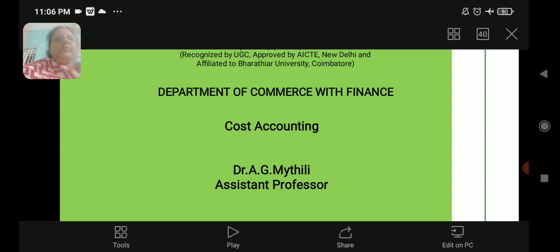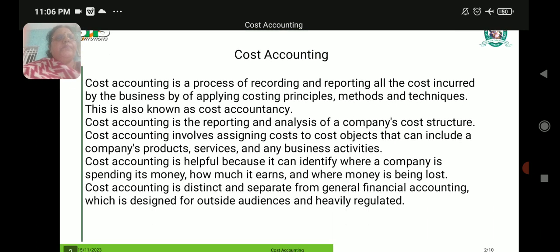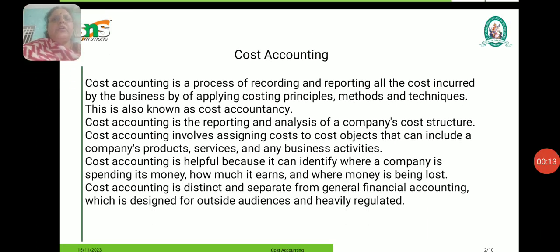In this video, I am going to explain about cost accounting. So, what do you mean by cost accounting? Cost accounting is a process of recording and reporting all the costs incurred by a business by applying cost principles, methods, and techniques. It is also known as cost accountancy, and it is one of the branches of accounting.